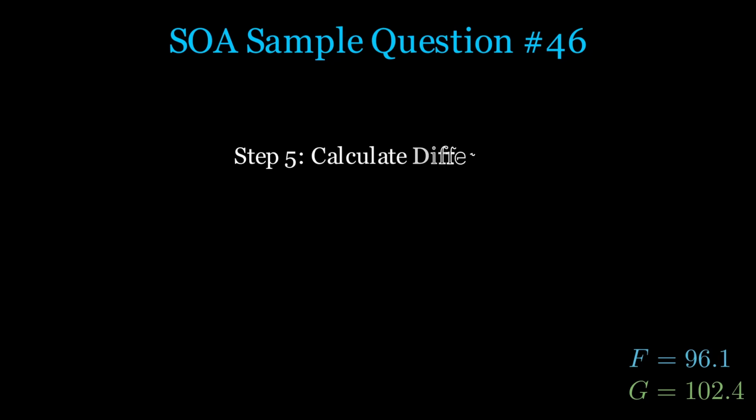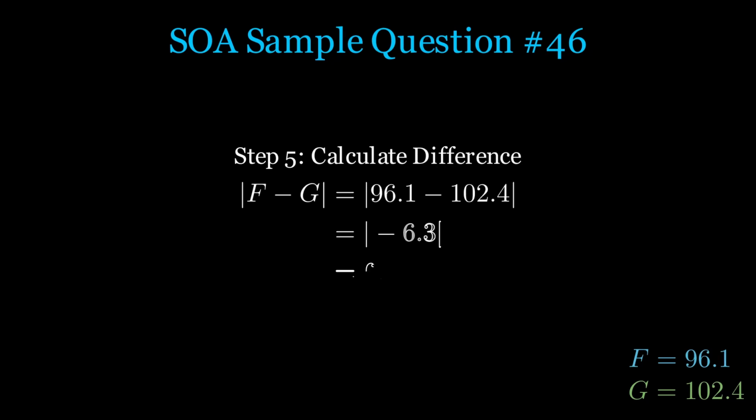Finally, in step 5, we calculate the absolute difference. The result is 6.3. The SOA sample questions are a good reflection of what you'll see on the exam. However, this question is one of the more tedious and difficult ones, so don't worry if you don't get it right away. Not all questions are like this.